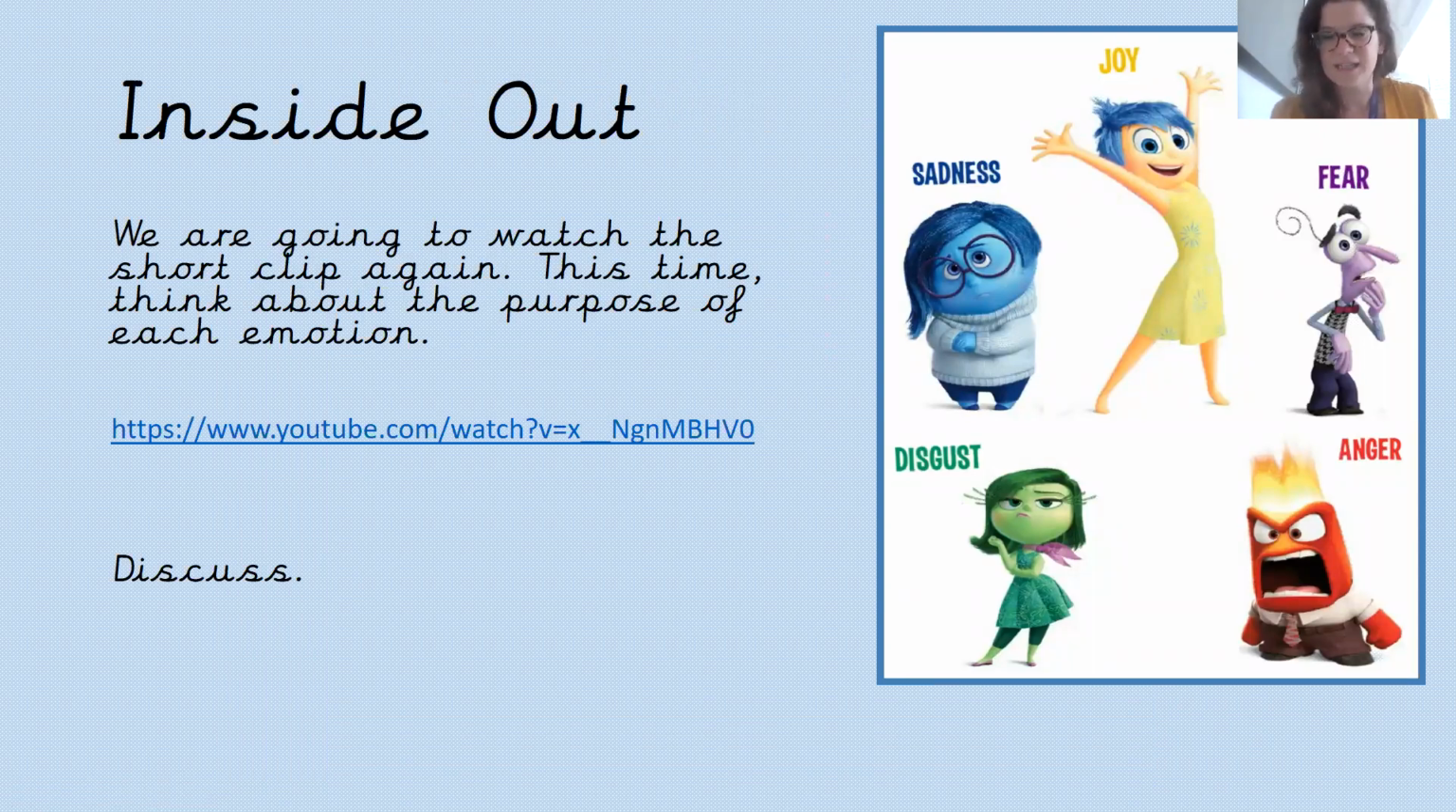So to start off this lesson, I'd like you to watch the clip again that we watched in our last lesson. In the YouTube search bar, type in Inside Out opening scene, or you can use the blue link here. You can copy all of the letters and numbers into your browser search bar. This time, when you watch the clip, I want you to think about what the purpose of each emotion is. So pause this video, go and do that, and then come back.